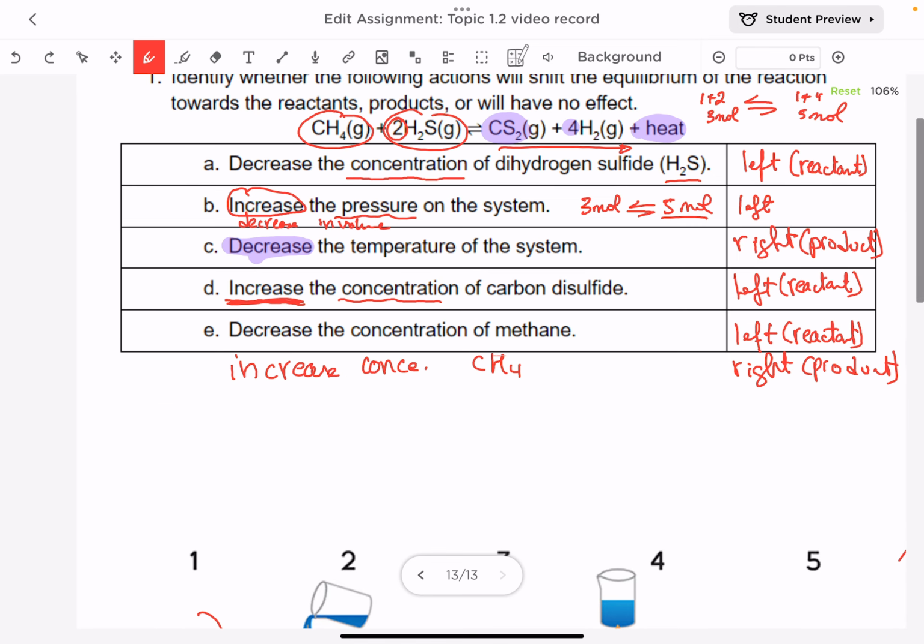Now, just for your information, if they added a catalyst, it has no effect on the system because a catalyst is only to increase the rate, the speed of the reaction. So the equilibrium will be reached faster, but no side will be favored. Not the product, not the reactants.